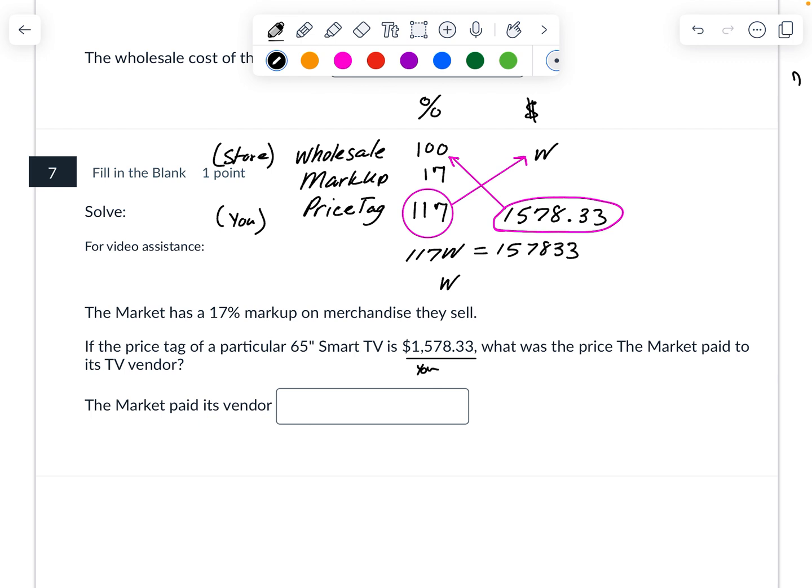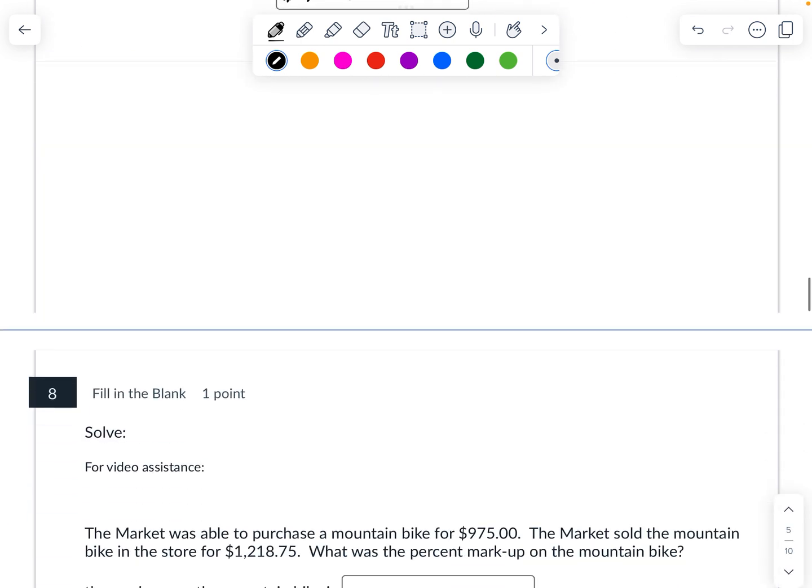And then you're going to take and divide it by 117. Hey Siri, what's 157,833 divided by 117? So the vendor paid $1,349 for the TV. So they paid $1,349 for the TV. They sold it to you for $1,578.39. Okay, let's try one more of these because the wording's a little different.